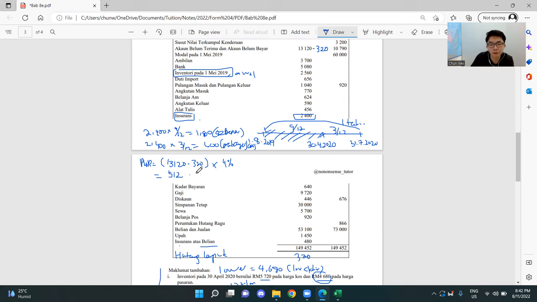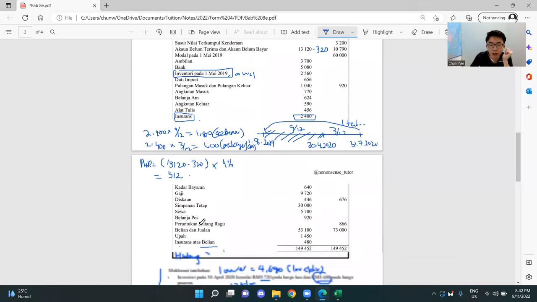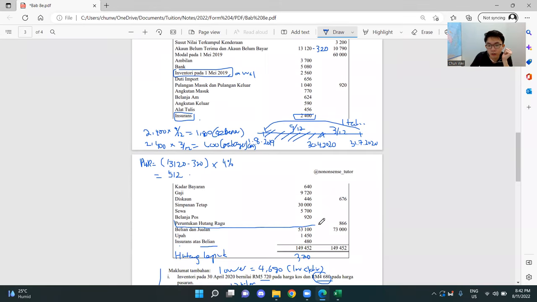512. Okay. And then after you get this PHR, we have to check. Is there any PHR from last year? Meaning you have to look in your imbangan duga. Is there PHR in here? Eh, there is. It's 866. But what I told you is, whenever you see a peruntukan hutang ragu in the imbangan duga, it means this PHR is from last year. This is this year's. What we calculated is this year. What you see here is last year. So last year is 866 and this is 512.